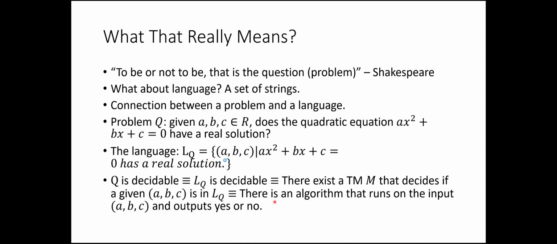Okay, and that is also equivalent to saying that there is an algorithm, and the quadratic equation formula is an algorithm, and that will run on the input ABC, and output yes or no, not somewhere in between. It has to be determinate. Either yes or no. Okay, and then Q is decidable. Also LQ is decidable. Okay, so now we make a connection between problem and language. So what's next? Next, we're going to study a little bit about a set of languages.